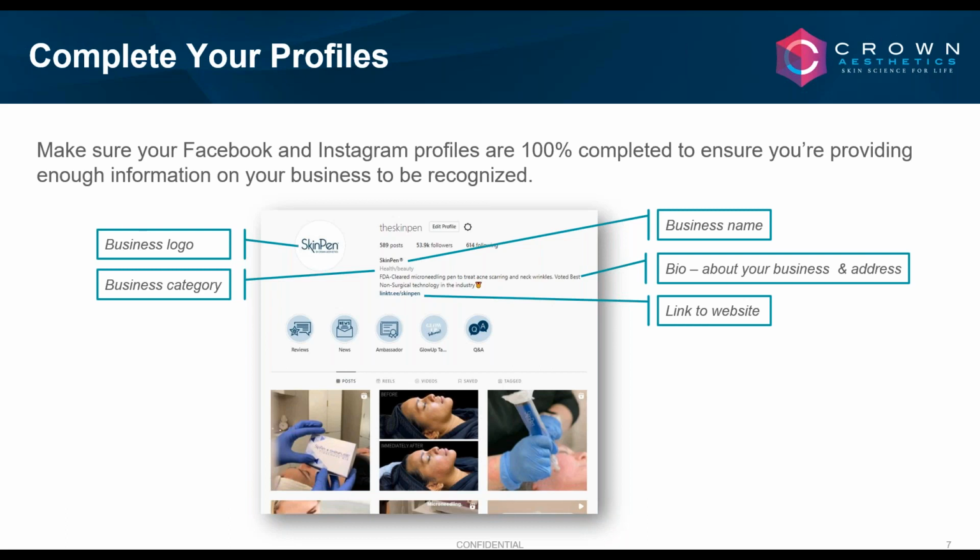The business category is selected. Your business name is clean and clear as well. Your bio, about your business, what you offer, and address is there, and then you have a link to your website. We use Linktree for SkinPen, and Linktree is a free tool that will allow you to put multiple links within your bio link. So, for instance, if you click into SkinPen's, it'll say, learn more about SkinPen, view before and afters, book a treatment with a provider, so on and so forth. So I recommend aesthetic practices doing the same. You can create a Linktree and it could be, learn more about our practice, book an appointment, purchase skincare, so on and so forth.